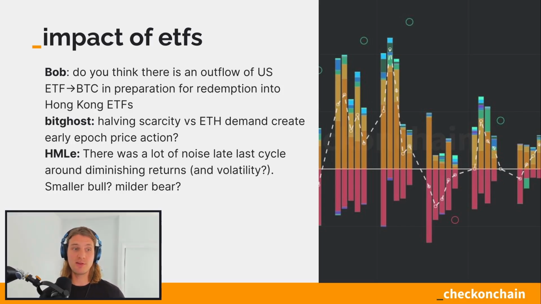And in a very similar vein, there's a lot of noise last cycle about diminishing returns and volatility. Are we going to have a smaller bull? Are we going to have diminishing returns, a milder bear? I've got some charts for that as well. So let's jump into those and really answer those last two questions about halvings, cycle performance, and general price performance overall.